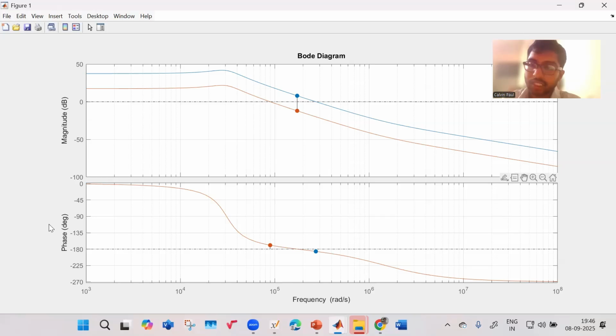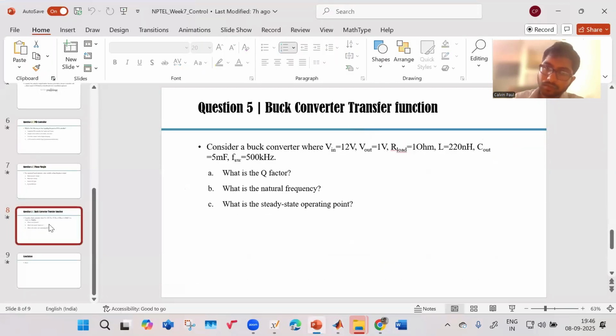So I proceed with the next question, the last question for today. This is also a very simple question. I have given a buck converter. You can find the GBD. For finding GBD, you need to calculate Q factor and natural frequency. So what are those values? Let me know.